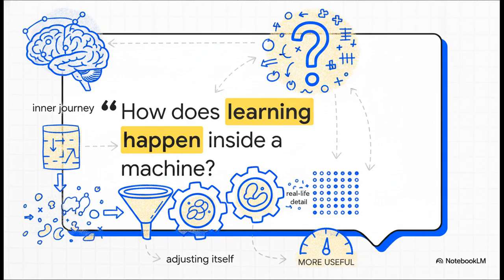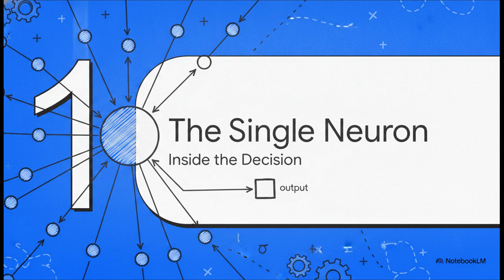Instead, we're going to look at the inner journey. What literally happens inside a learning system? How does a chaotic, real-life detail enter a machine? And how on earth does that machine adjust itself to become more useful? Let's find out. All right, let's kick things off with Section 1, the single neuron's decision.